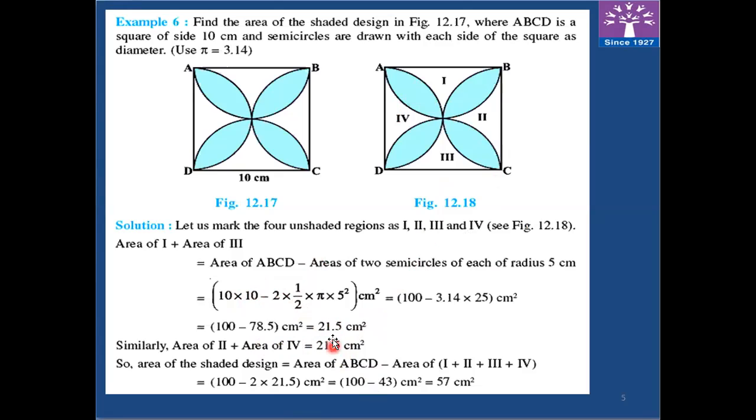So if we add those areas, we get 43, and the square's area minus this 1, 2, 3, 4 will give us the shaded region. So 100 minus 43 will give me 57 centimeter square.